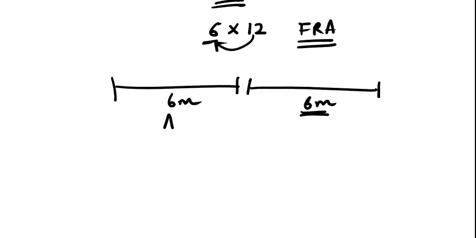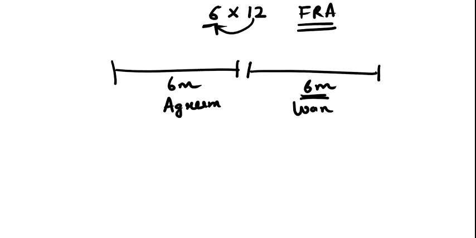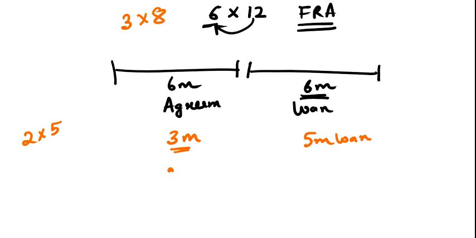So this is the period of our agreement and this is the period of our loan. Clear? Now let us take the other value, such as 3 into 8. So now there will be 3 months agreement and 5 months loan. Clear? Let us take another, 2 into 5. So it will be 2 months agreement and 3 months loan. So this will be the agreement.